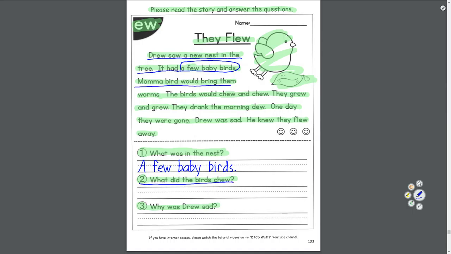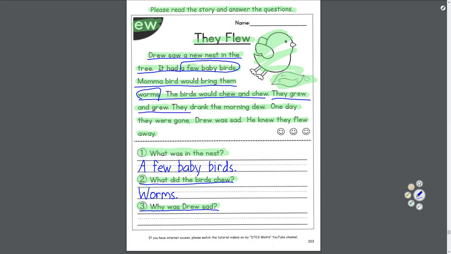Number two, what did the birds chew? Mama bird would bring them worms. The birds would chew and chew. So they're chewing worms. What did the birds chew? Uppercase. Worms. Period.